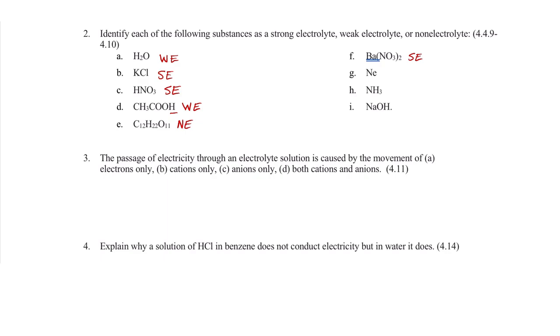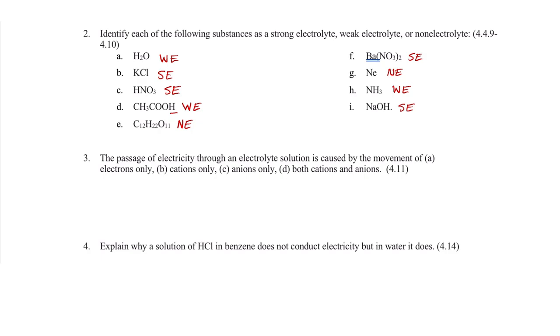In letter G, we have neon, which is a non-electrolyte. It's a noble gas. It's not going to ionize. Letter H is ammonia, which is a weak electrolyte, and more specifically, a weak base. And letter I is a strong electrolyte or a strong base. This sodium hydroxide dissociates easily because it has a group 1 metal.